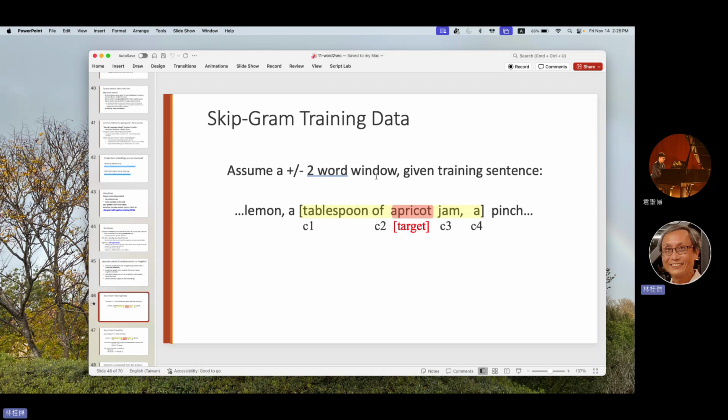Here, because we cannot look at too long a distance, we always need to define what our window is. Suppose we have an original word, apricot, and we are trying to find a location in the high-dimensional space to see whether it should be close to some other words or not. We find that apricot should be within some reasonable distance of tablespoon, of, jam and egg. So we have an initial target, apricot, and an initial context, tablespoon of jam and egg.